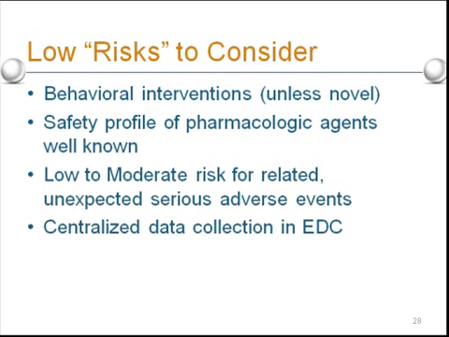Safety profile of the pharmacologic agent that you're using. Is it well known or not? Is this something that's being used for a current indication or for a different indication? Looking at related unexpected serious adverse events. That goes back to safety and pharmacologic agents, but it could also apply to behavioral interventions, depending on what that is. What is the risk, for instance, of a psychological unexpected adverse event?